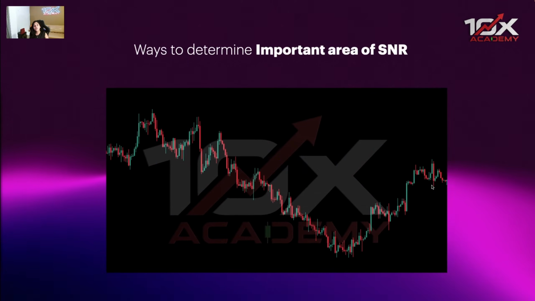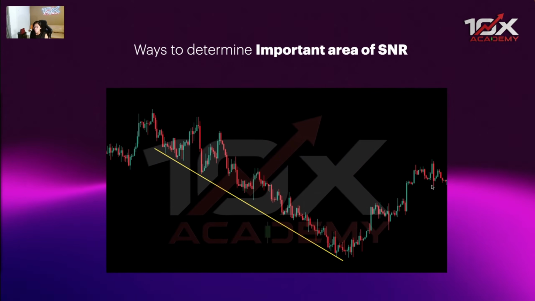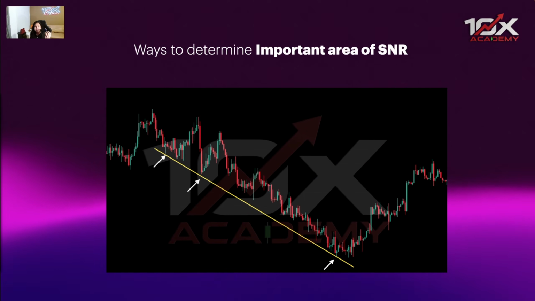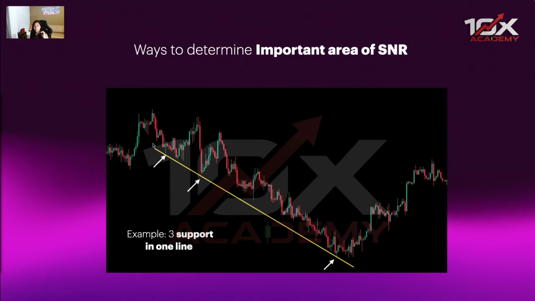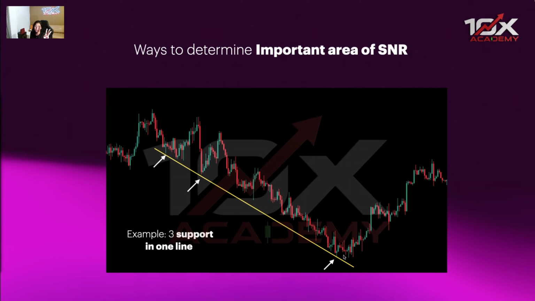Now the same rule applies for our support. In order for us to determine whether this support level is significant or not, it must have at least two touches. As you can see, this is our support level. It has been touched 1, 2, 3, so 3 touches already. This is how we determine that this is a very significant support level.